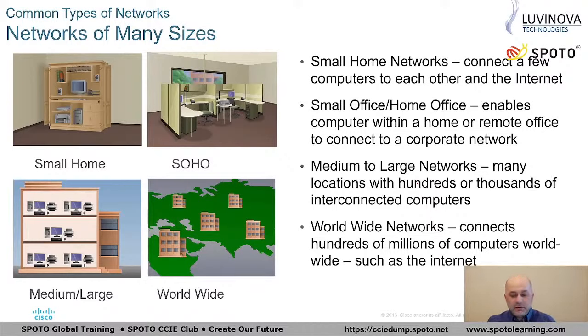So small office connects a few computers. It enables a computer within a home or remote office to connect to the corporate network. The medium to large networks have many locations with hundreds or thousands of interconnected computers. So for example, we're having a headquarters in Montreal, then another headquarters in Toronto, and another one in Vancouver. All these three buildings are communicating between each other with one big, large corporate network. And there are thousands of computers inside those buildings. So that's called medium and large network size.